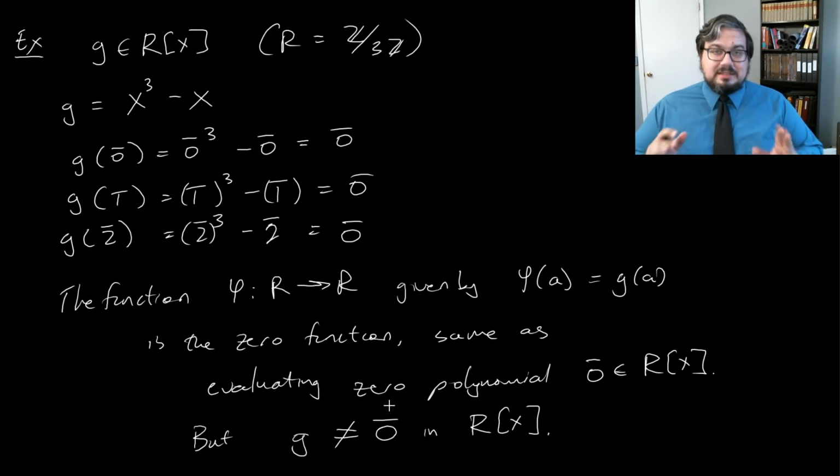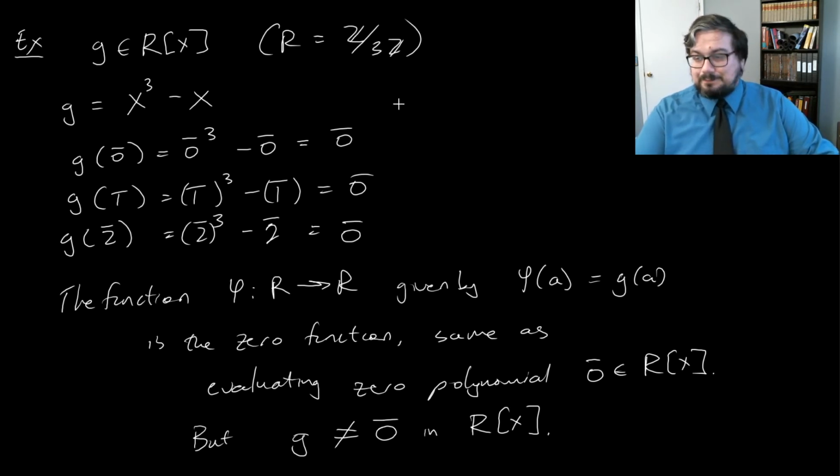Now, this is something that's different from what we're familiar with. This is not something that can happen in polynomials over the real numbers or over the integers. This is something that is special and depends on the fact that we're working over something like Z mod 3Z.